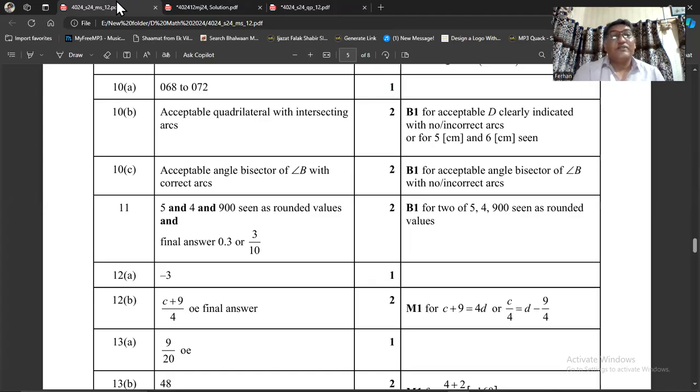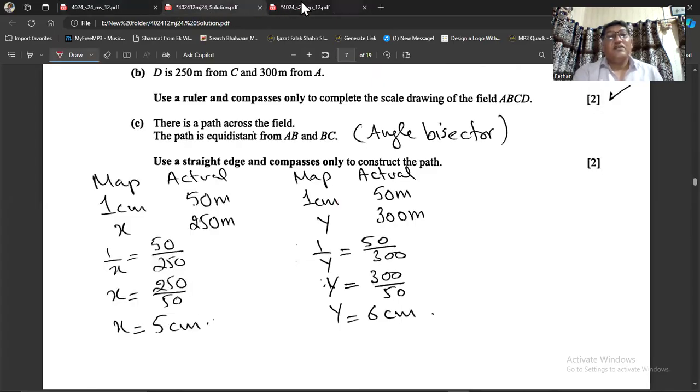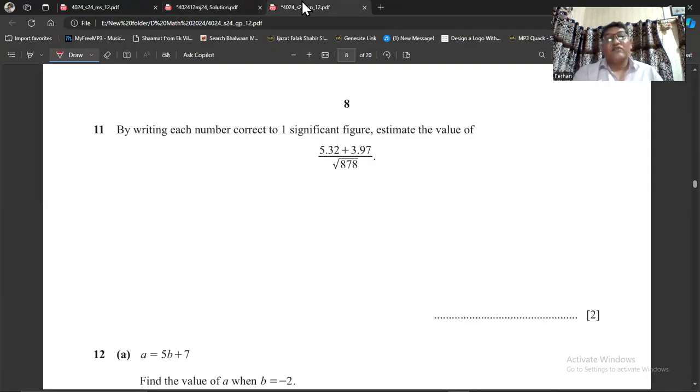You can see the question number 10 is completed. Okay, now we are going to the next question, that is question number 11. It says, by writing each number correct to one significant figure, estimate the value of (5.32 plus 3.97) divided by the square root of 878.